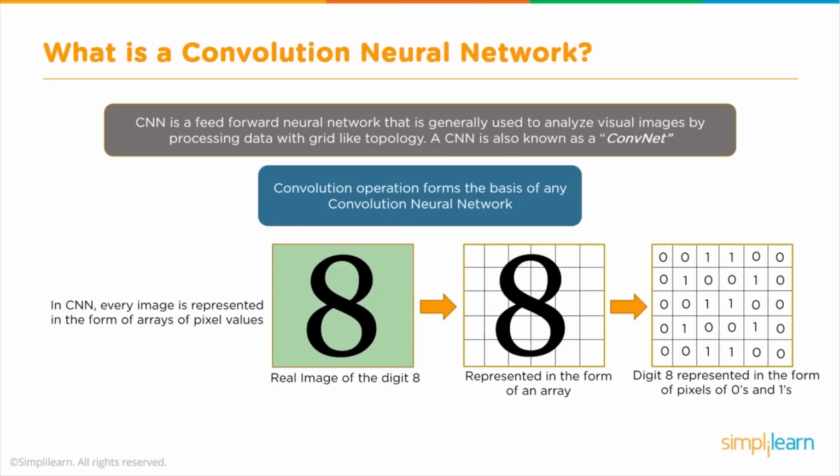What separates the CNN, or the convolutional neural network, from other neural networks is a convolutional operation. It forms the basis of any convolutional neural network. In a CNN, every image is represented in the form of arrays of pixel values. So here we have a real image of the digit 8. That then gets put into its pixel values, represented in the form of an array. In this case, you have a two-dimensional array. And then you can see in the final form, we transform the digit 8 into its representational form of pixels of zeros and ones, where the ones represent, in this case, the black part of the 8, and the zeros represent the white background.